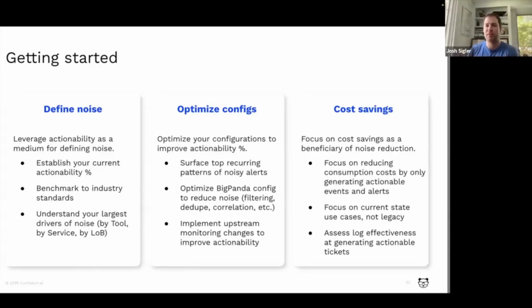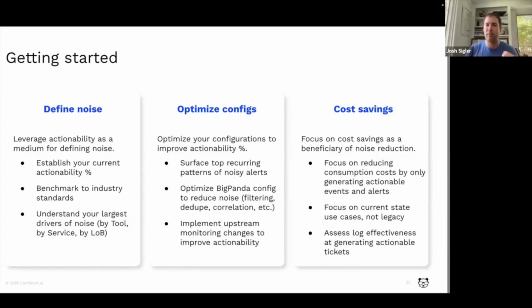And the final piece there, cost savings. Let's not spend money on things that aren't adding value or just adding more chaos into our daily lives. If we start not sending things that are not actionable, well, we should see a savings on consumption costs because we're going to be generating less data of things that isn't helping.